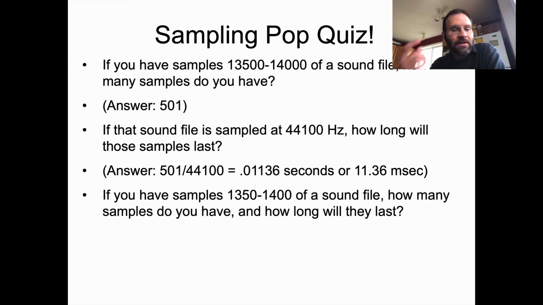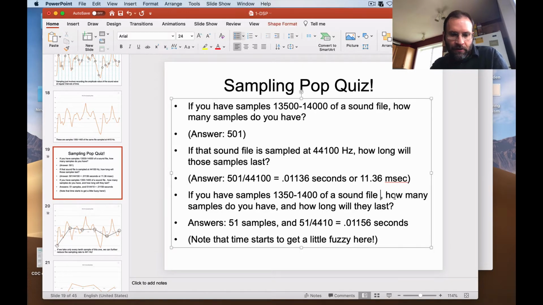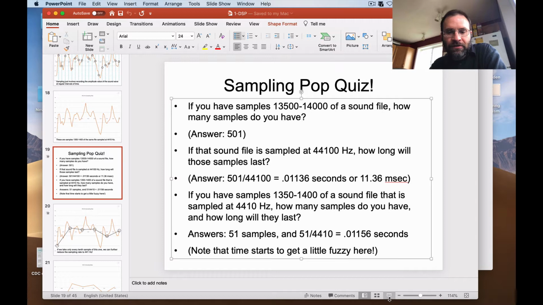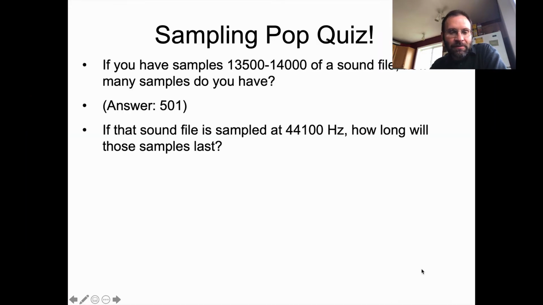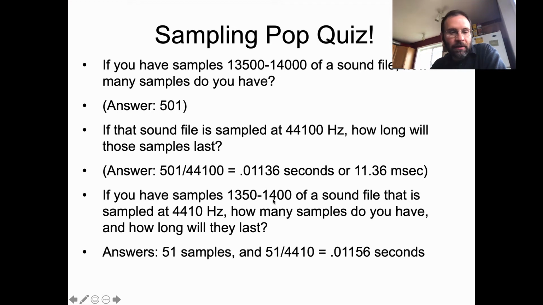So in the second version of this, I reduced the sampling rate to 4,410 hertz. I didn't write this out appropriately on the slide. In that case, I have just 1/10 as many samples as I had in the original. And so if I take samples that correspond to these, 1350 to 1400, I'm going to get 51 samples. 50 to 100 includes 51.